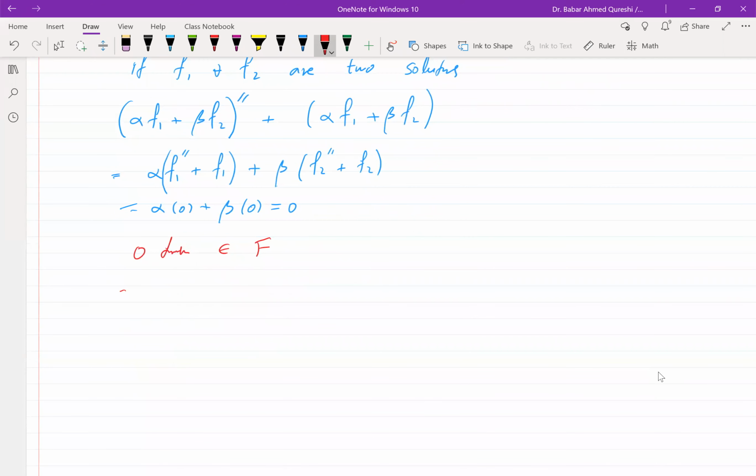So solutions of a linear differential equation, and we don't have to go into the types of differential equation, let's just consider this differential equation which I have given you, its solutions form a vector space. So the solutions are a subspace of the full space of functions, which is a vector space. We just saw it before.